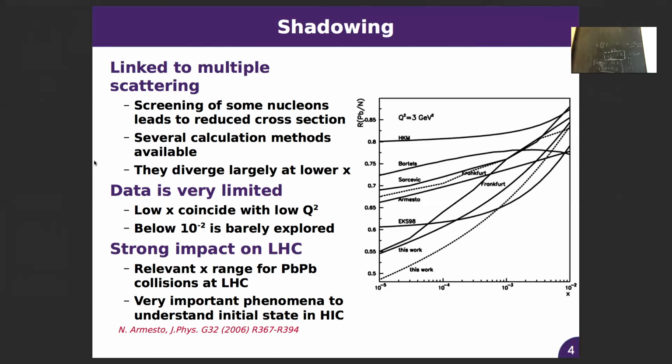Actually, when we did the same study for the impact on EIC, we had to give more freedom in DVCS at low x, otherwise it's exactly.